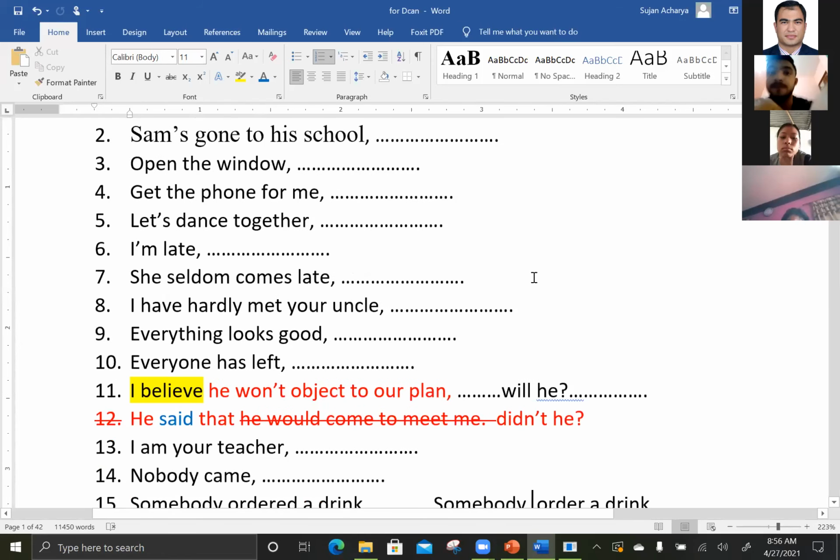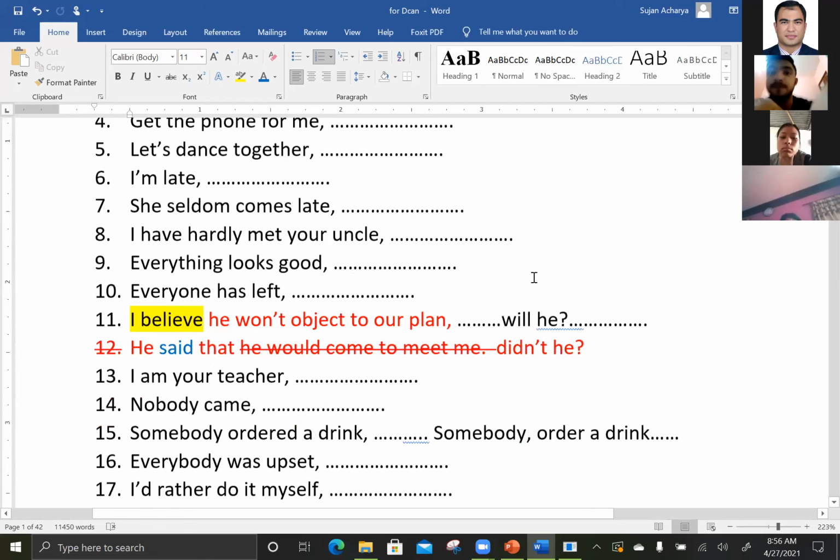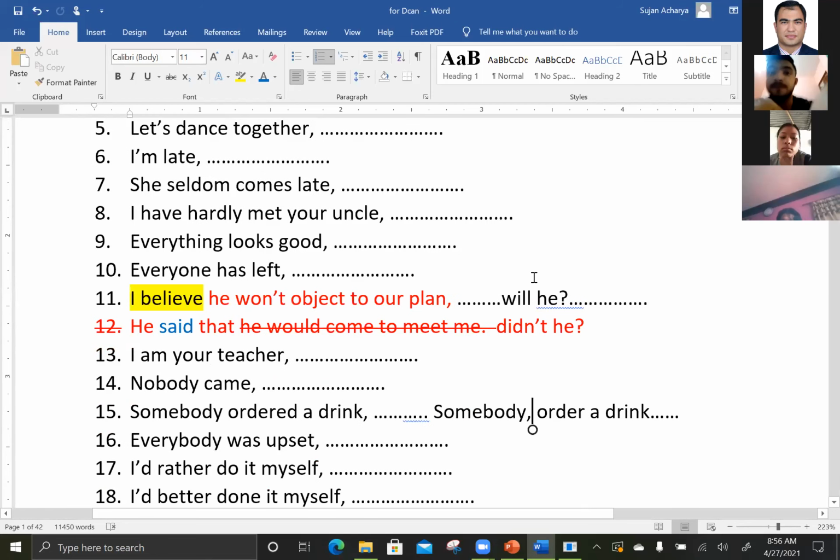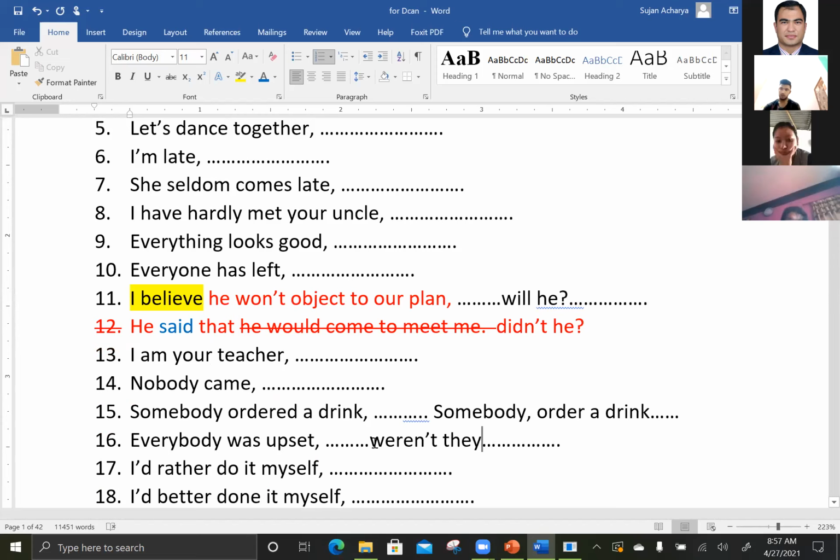Everyone has, haven't they? I believe he won't object to our plan, will he? Nobody came, did they? Somebody ordered a drink, did they? Everybody was upset, weren't they? Why weren't they? Because everybody is an indefinite pronoun, and although it was singular in the sentence, we use they, so a plural verb. So everybody was upset, weren't they?